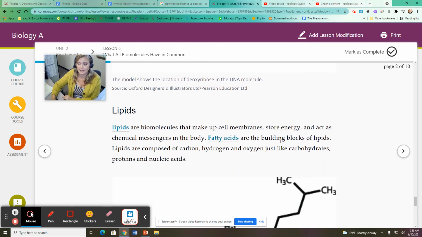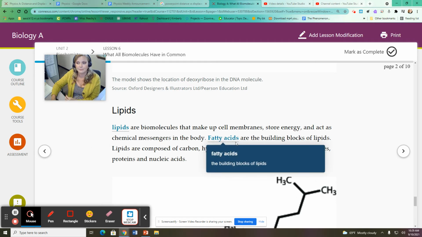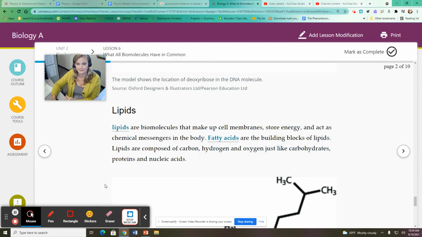And finally, we have lipids, and lipids are our last biomolecule. These are your fats, and they are made up of building blocks called fatty acids.